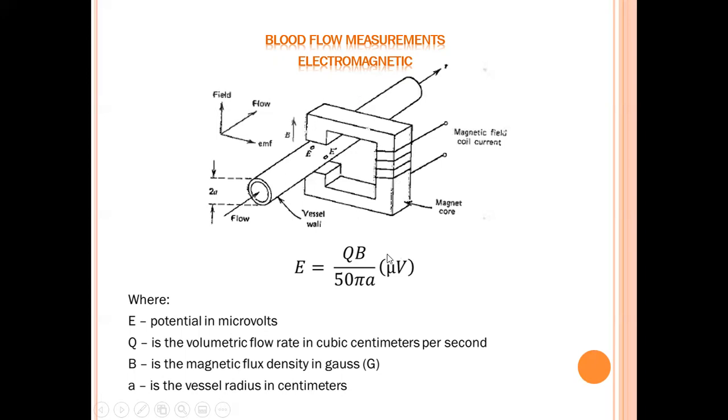So basically the output voltage of the signal from the flow of blood will be represented by this equation, where E is the potential in microvolts, Q is the volumetric flow rate in cubic centimeters per minute or per second, B is the magnetic flux density in Gauss, and A is the vessel radius in centimeters.